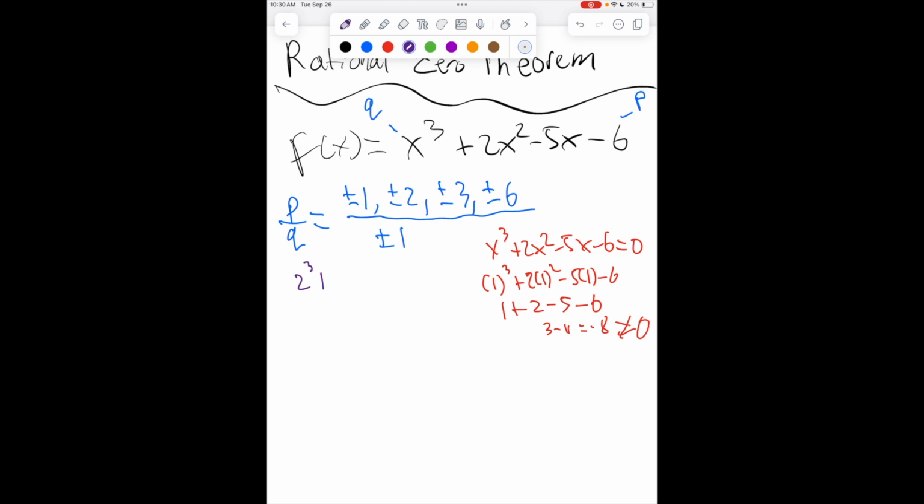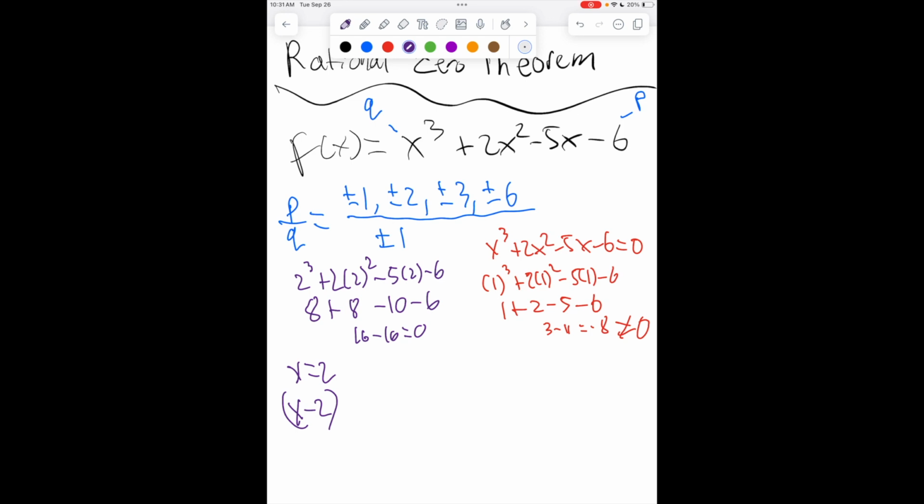2 to the third plus 2 times 2 squared minus 5 times 2 minus 6. 8 plus 8 minus 10 minus 6. 16 minus 16. Hey, that looks a little bit better. That equals 0. So again, if x equals 2, my factor, because I need it to equal 0, is going to be x minus 2.